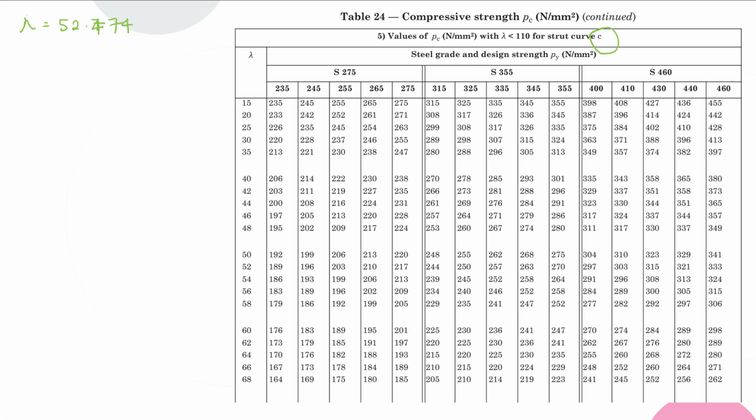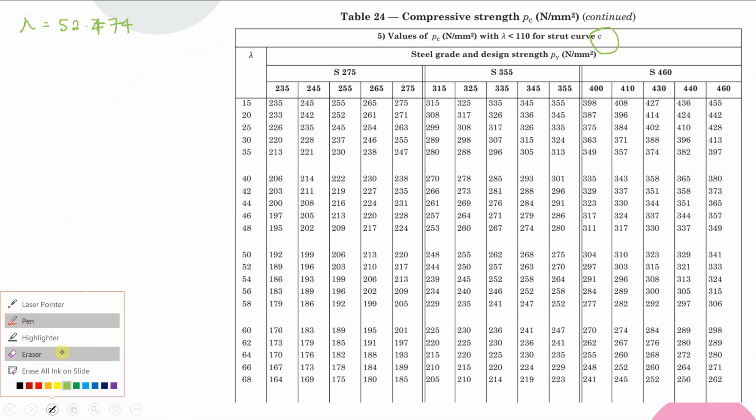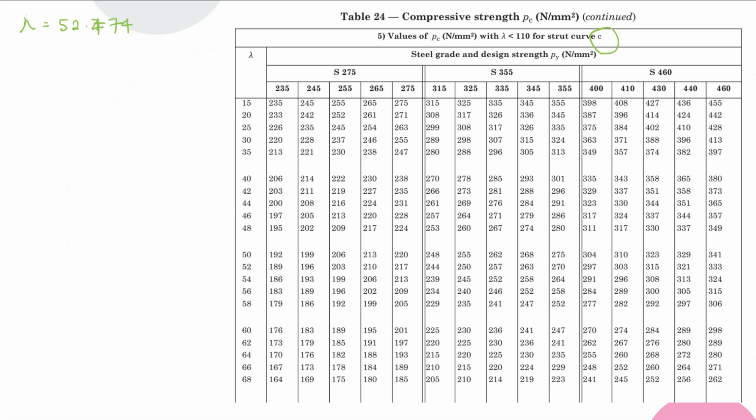Alright, and then we look here. So 52.474 obviously is not there, it is between 52 and 54. On pre-Y is 265, yes. So this is in between 206 to 210.